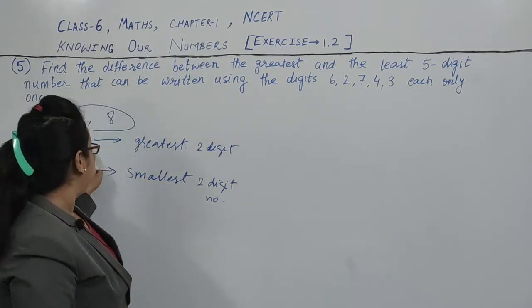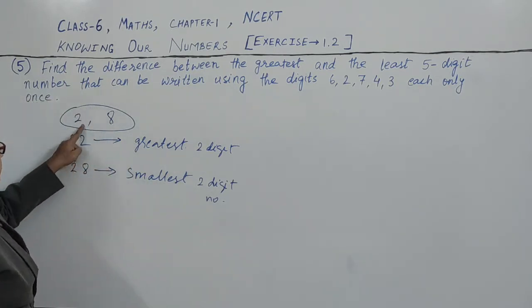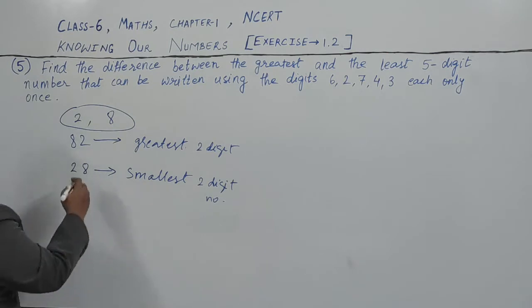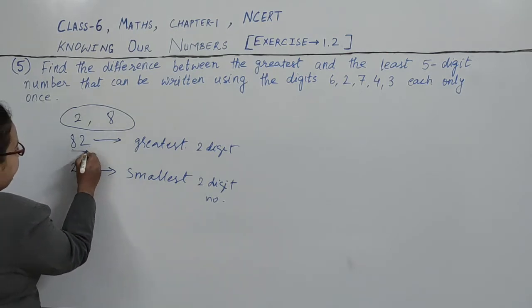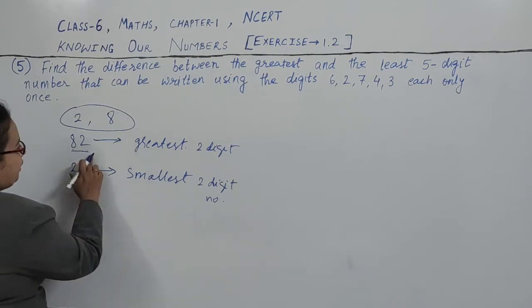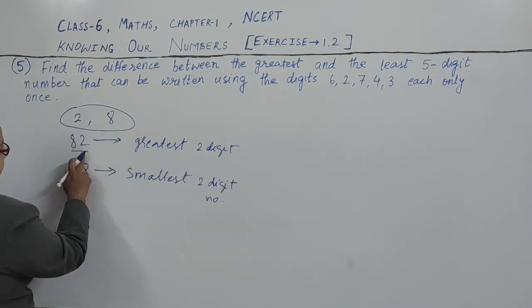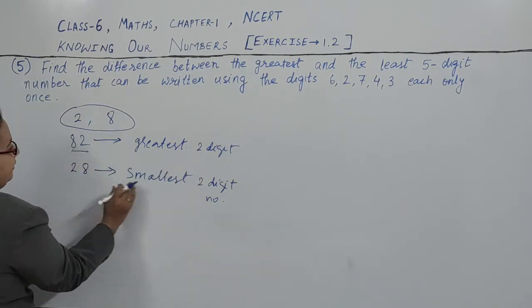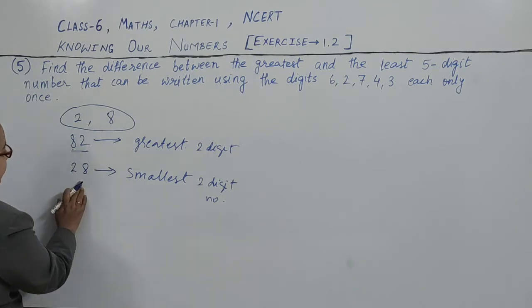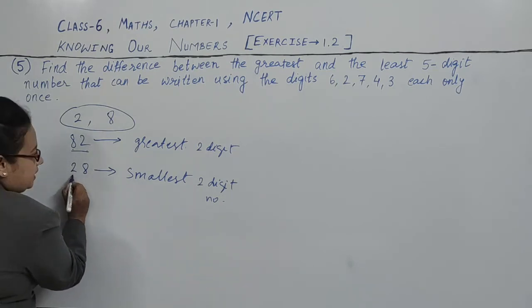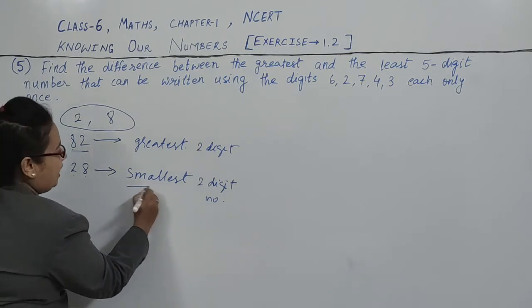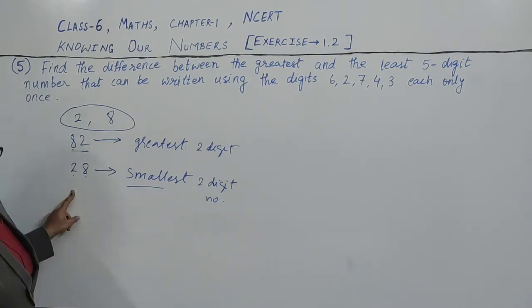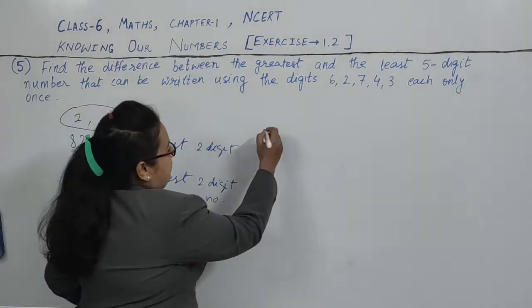So what have we done? We arranged these 2 digits in descending order, first the greater digit and then the smaller digit, and we got the greatest 2-digit number. To find the smallest 2-digit number, we first put the smaller digit and then the greater digit. Let us take one more example to understand.